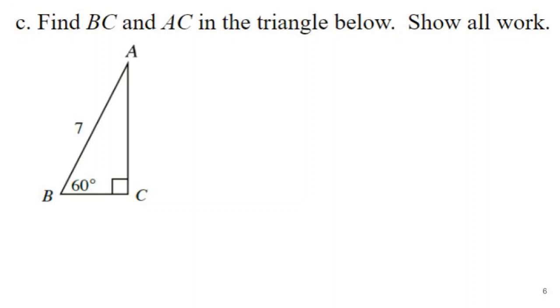Okay, so now we've got part C here, where it says find the lengths of BC and AC in the triangle below. Show all your work. Well, we've only got one angle and one side length, and that side length is the hypotenuse. We're right in the same boat that we were at the very beginning, except it's 60 degrees, and in that last problem, we saw what that ratio is between the base and the hypotenuse for 60 degrees. So let's just start with that one. I'll let you go ahead and work through that. So go ahead and pause here and work through that, see if you can figure it out.